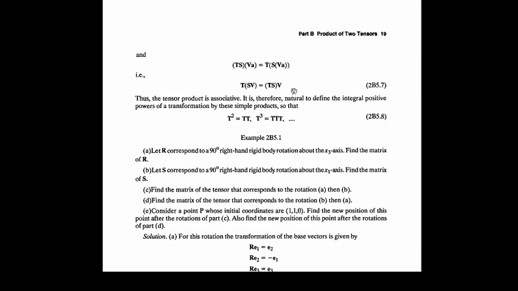So with the help of this we can define the integral positive power of transformation, that if you have T cube then it will be TTT, and if you have T square it will be TT, and if you have T4 it will be TTTT, and so on. Integral positive power of transformation you can define with the help of this.